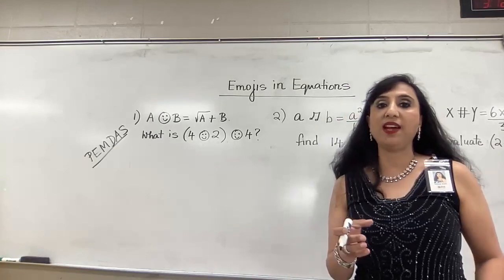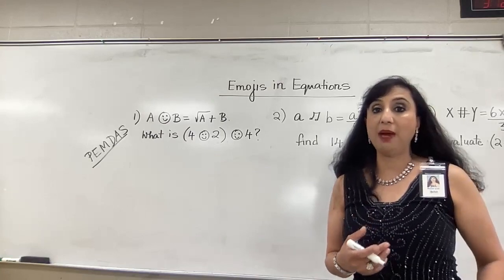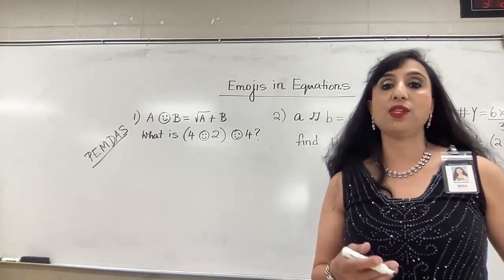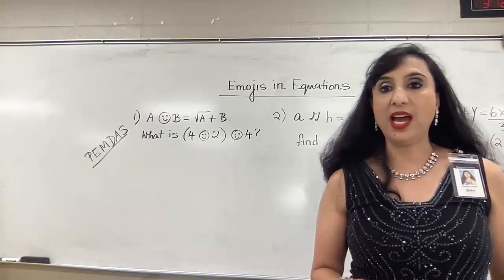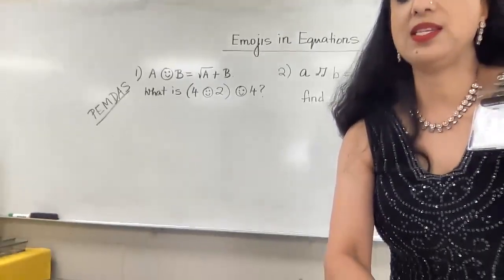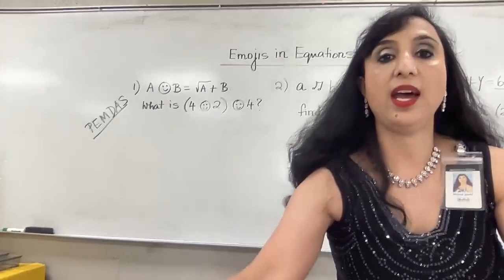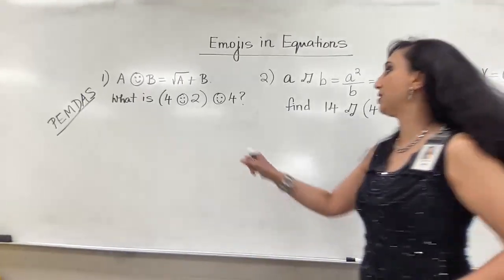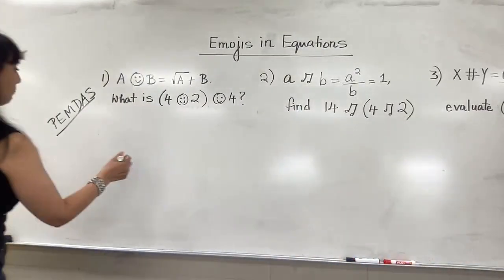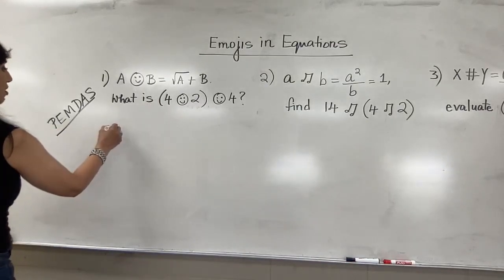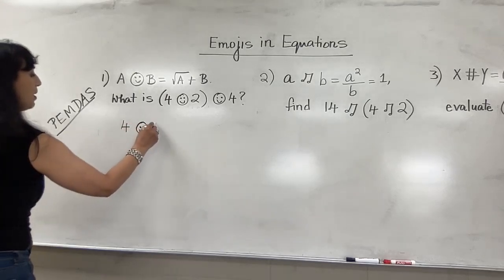You've got A smiley face B. It's telling you that means square root of A plus B. So what is 4 smiley face, 2 smiley face, 4? And you're thinking, what is this? All you do is look at what is in the parentheses first, because that's the first part of the order of operations. I'm going to write that part down first, because this is what we are going to solve. Since it is within parentheses, we do this part first.